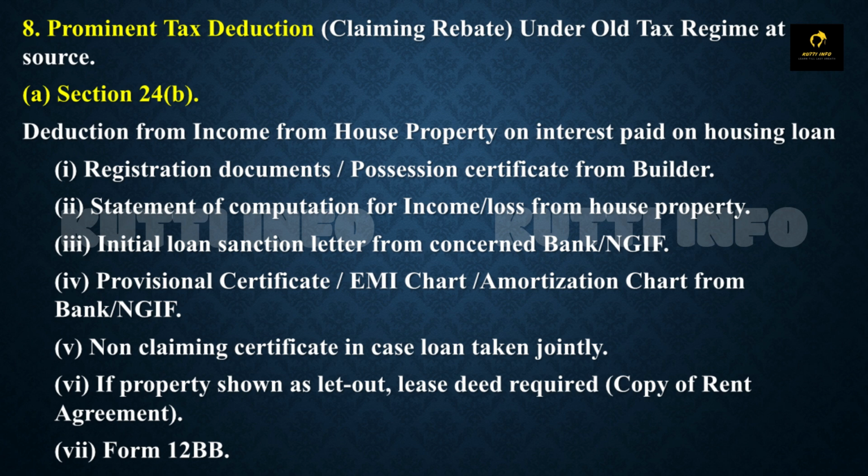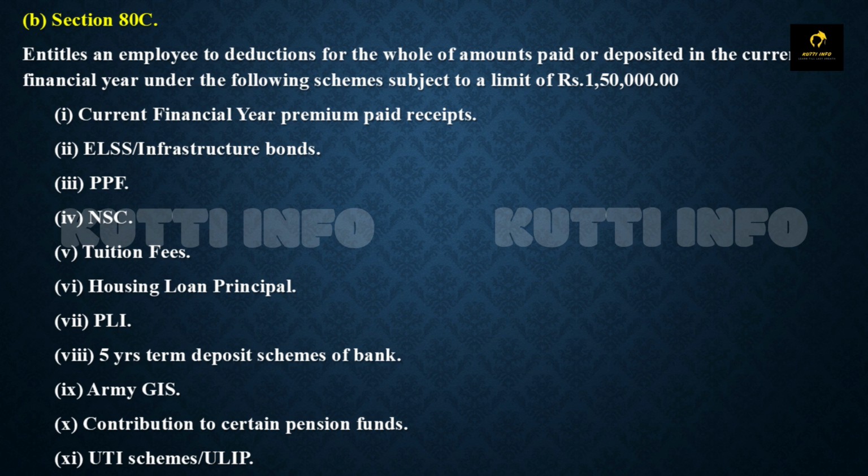Form 12BB. Section 80C entitles an employee to deductions for the whole of amounts paid or deposited in the current financial year under the following schemes, subject to a limit of 1,50,000 rupees. Current financial year premium paid receipts. ELSS, infrastructure bonds, PPF, NSC, tuition fees, housing loan principal.